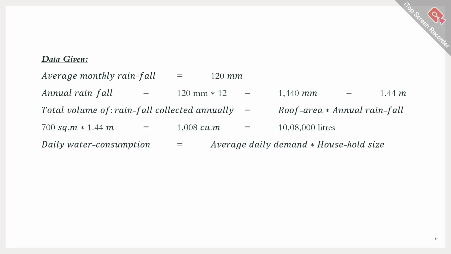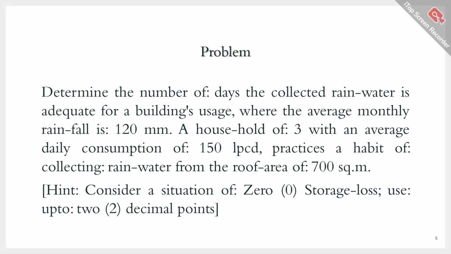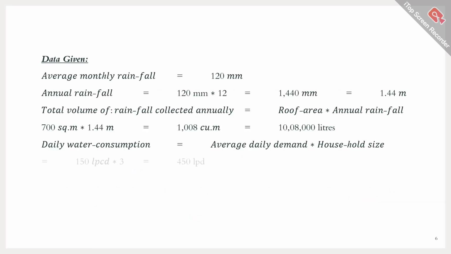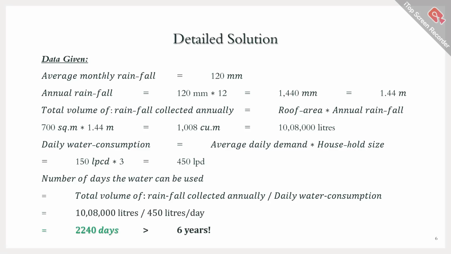So if you see the question again, they are asking about the number of days. So number of days will be 2240, but the collected rainwater is adequate for a building's usage. So it is adequate for more than 6 years. So whatever rainfall you collect in a single year, that rainfall you can use for more than 6 years. That is sufficient for usage of more than 6 years.